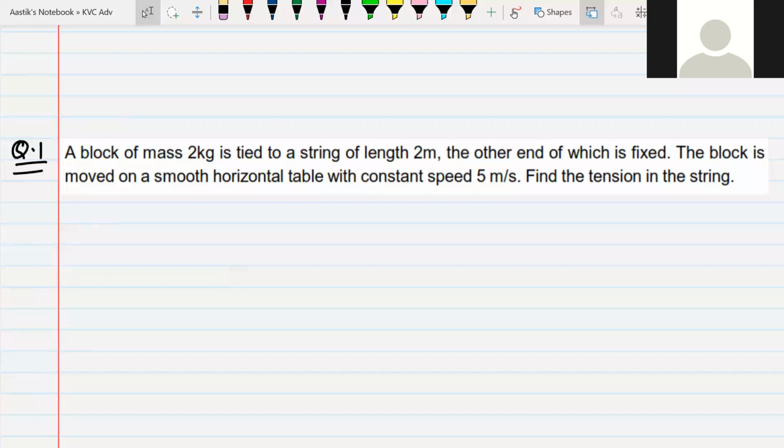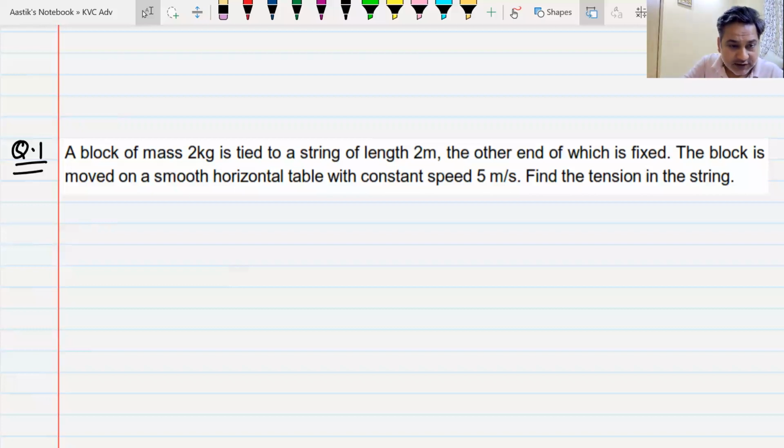Sir, it's 25 newtons. How did you get it straight away? It's centripetal force, sir. Now here in this case, the centripetal force is given by what? Tension. Tension in the string.